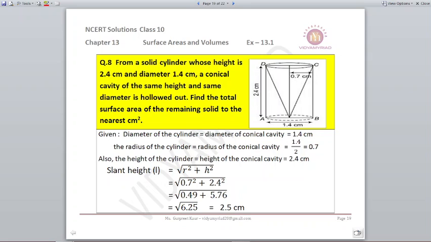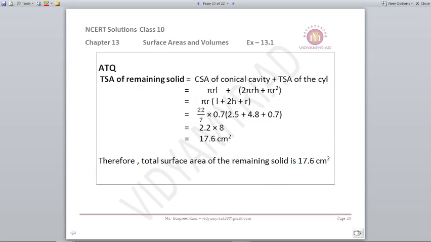Now here, the diameter of the cylinder is given to us as 1.4, which will be the same as the diameter of the conical cavity. So that means the radius will be 0.7, that is 1.4 divided by 2 comes out to be 0.7. Height of the cylinder is given to us as 2.4. So height of the conical cavity will also be 2.4. For a cone we need to find out the slant height. For slant height we know the formula square root of r square plus h square. So on solving we get slant height as 2.5 centimeters.